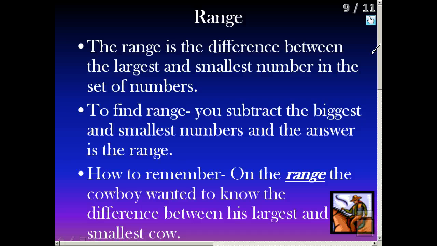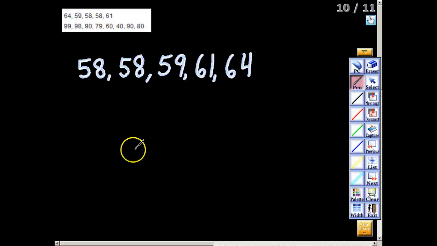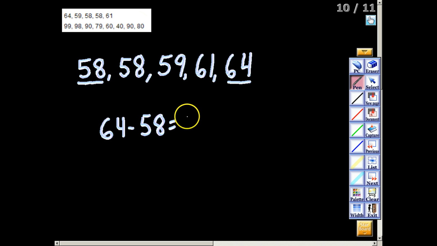So let's take a look at finding the range from the data. So for my first set of data, what I did is just ordered the numbers from least to greatest. You have to do this. It's something that's very critical because you can easily tell the least and greatest number. Okay, so I have 58 and 64. So what I do is I need to find the difference between these two numbers. So what I do is simply subtract 64 minus 58, and that will equal 6. So the range from my data would be 6.